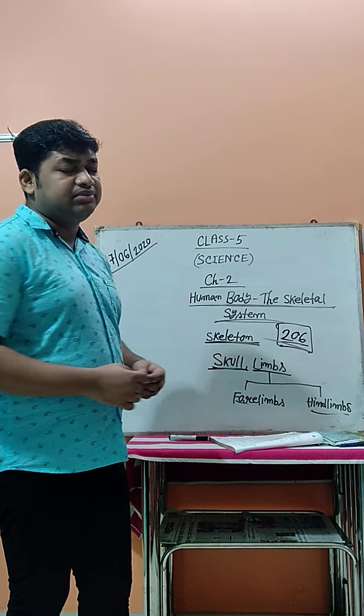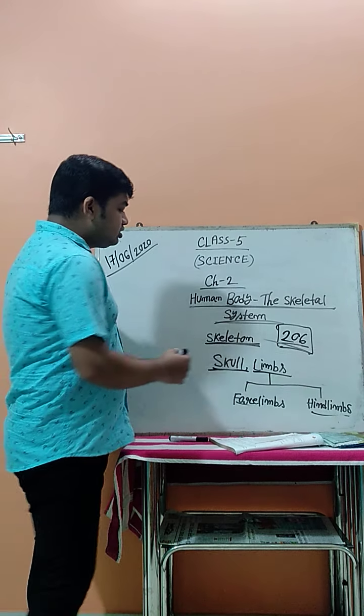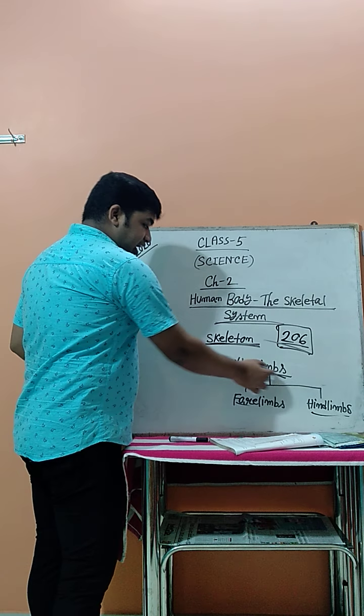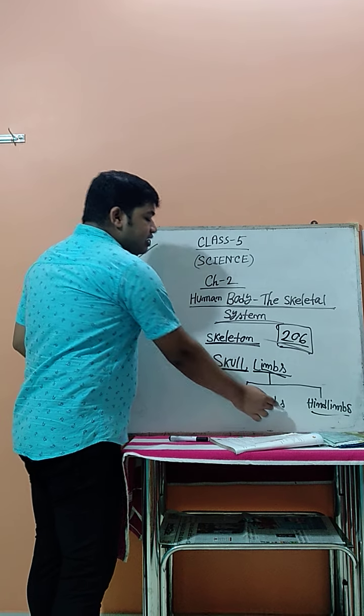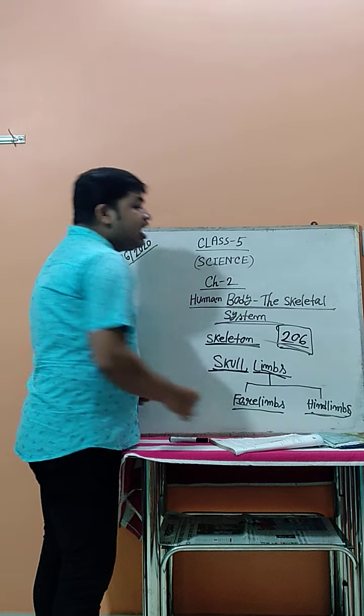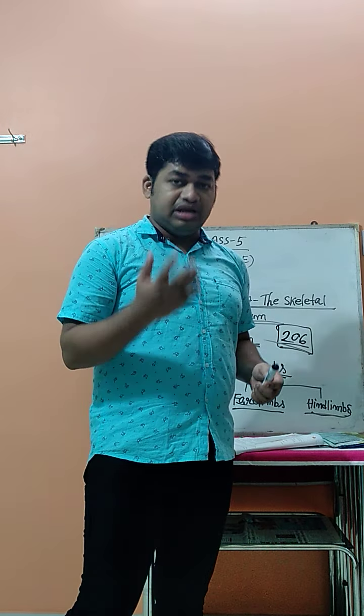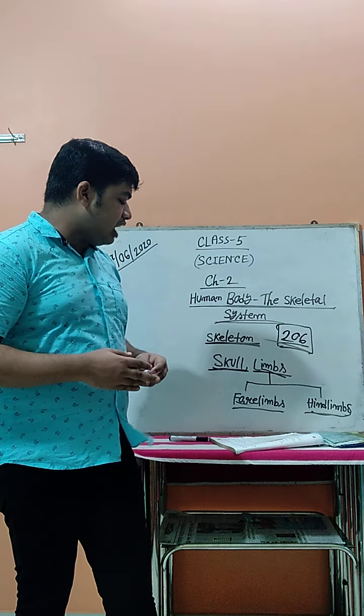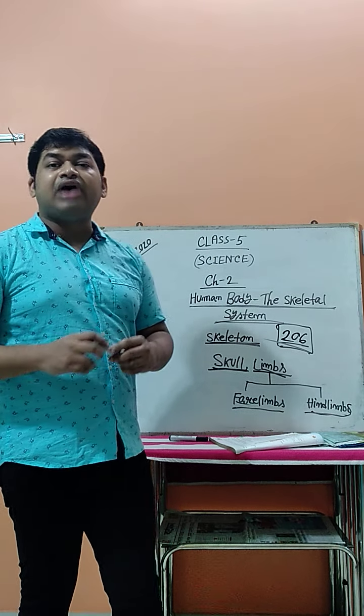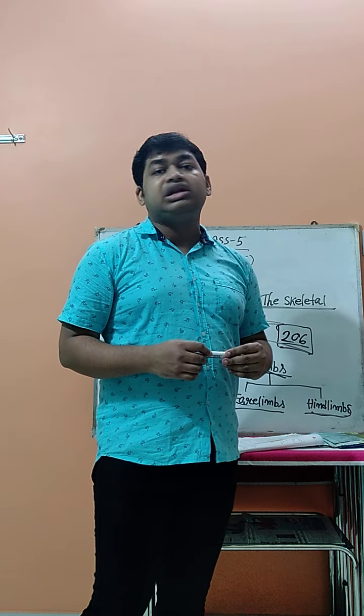Again I repeat, what are the names of the bones? The first major bone is the skull. Second is the limbs, which are divided into two parts, the forelimbs and hindlimbs. The third is the backbone. The fourth is the rib cage, and the fifth is the jawbone. So these are the 5 major bones present in our body.